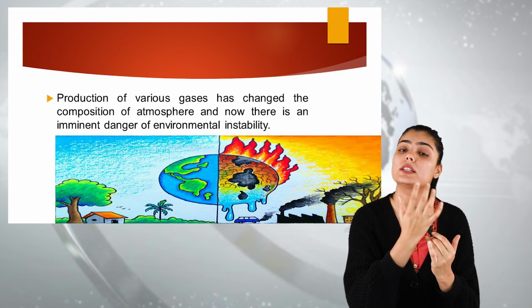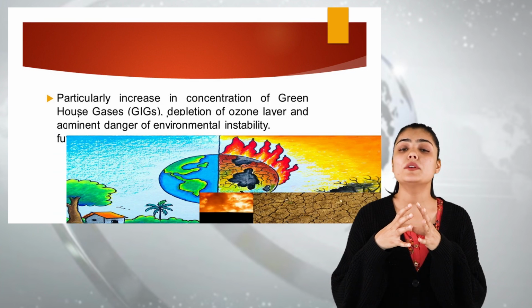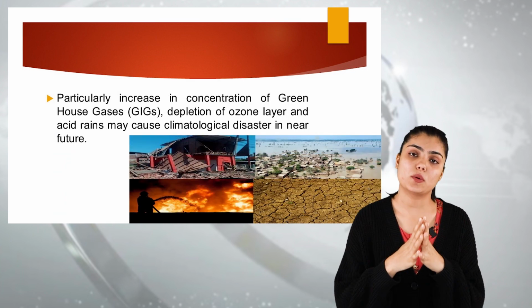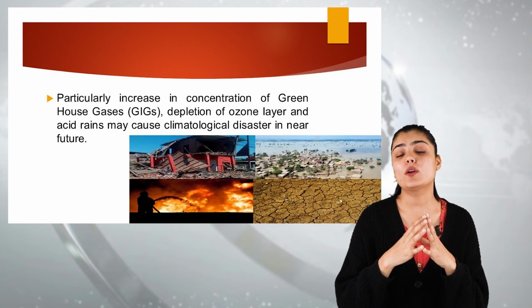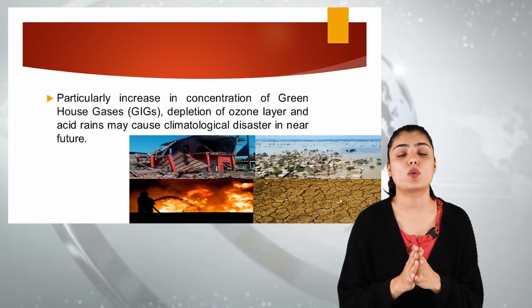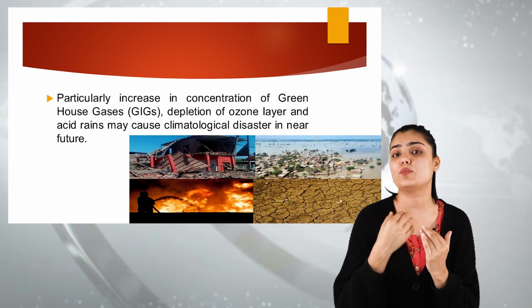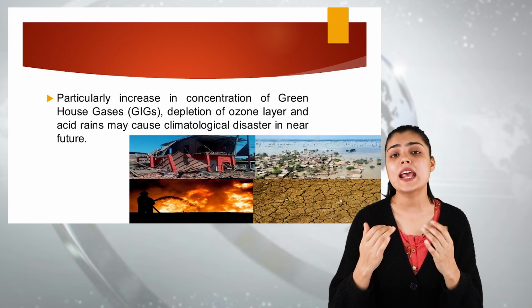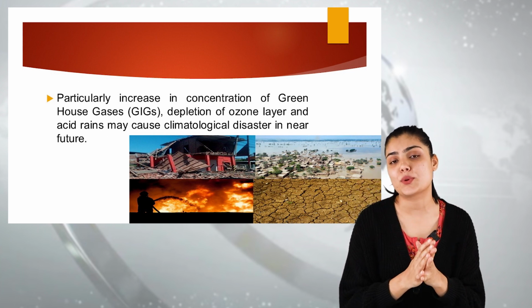Now, these changes in the atmosphere are leading to environmental instability. Particularly, the increase in greenhouse gases, ozone depletion, and acid rain may cause various climatological disorders in the near future. So, as the composition of the atmosphere is being changed, it is not natural now, right? There are certain toxic gases, certain toxic substances that are present in the atmosphere.